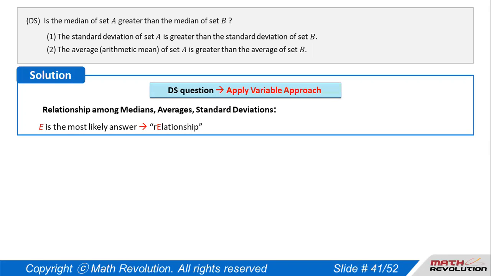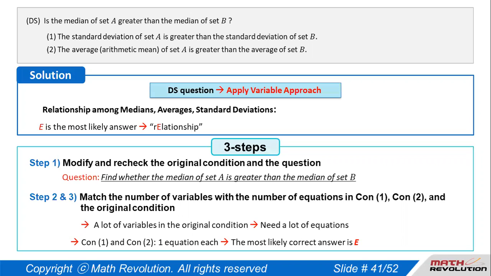It's very simple. It's the relationship between median, standard deviation, and average. So understand, how many variables will I have? I'll have a lot of variables in this, and then I'll require a lot of equations to solve this. So in that particular case, I would always say that the answer could be E. But let's go ahead and solve this particular question to make sure that our answer is E.